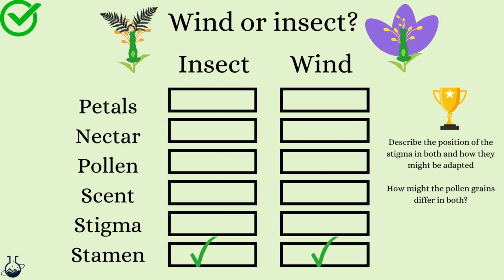Let's go through the answers then, which are now displayed on the screen. Both types will need the essentials for reproduction, like a stigma, stamen, and pollen. However, plants that rely on insects for pollination need elements to attract them, such as colourful petals, sweet substances such as nectar, and nice smells. The wind is not attracted to any of these, and if anything, petals can get in the way of it.